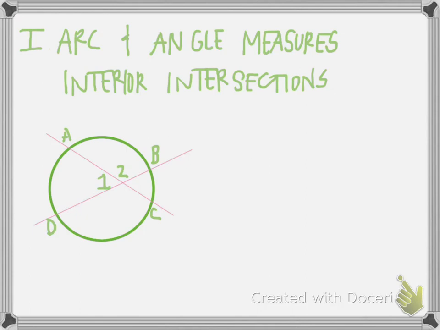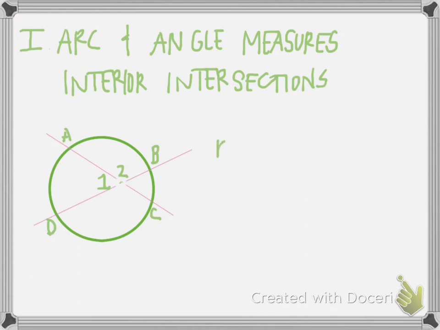Okay, so if I have interior intersection lines, where these two lines intersect inside of the circle, that's two secants because they go through the circle. The measure of the angle formed is equal to half the sum of the measure of the intercepted arcs.